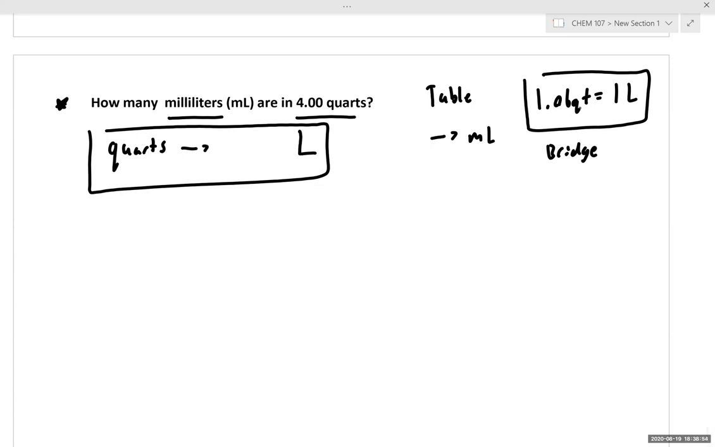Now we have a complete step-by-step conversion from quarts to liters to milliliters. Now what we have to do is write out our equalities. We know 1.06 quarts are equal to 1 liter, and we know that 1 milliliter is equal to how many liters? What does the milli prefix correspond to? 10 to the negative third. Perfect. So now that we have all of our equalities established, we're ready to begin.